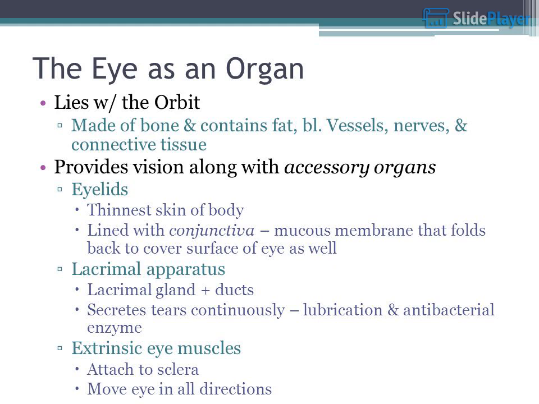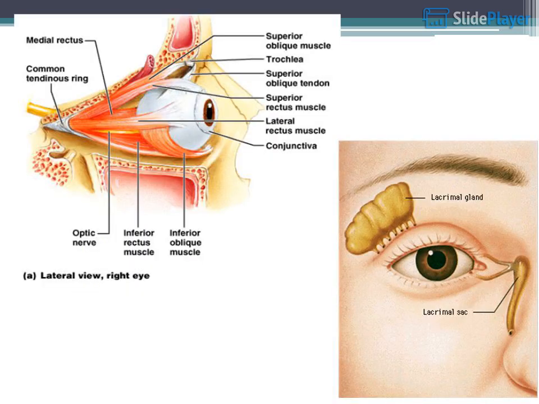Eyelids and lacrimal apparatus equal protect the eye. Eyelids have 4 layers: skin, muscle, connective tissue, conjunctiva. Lacrimal ducts carry tears to the nasal cavity. Muscles equal move the eye.